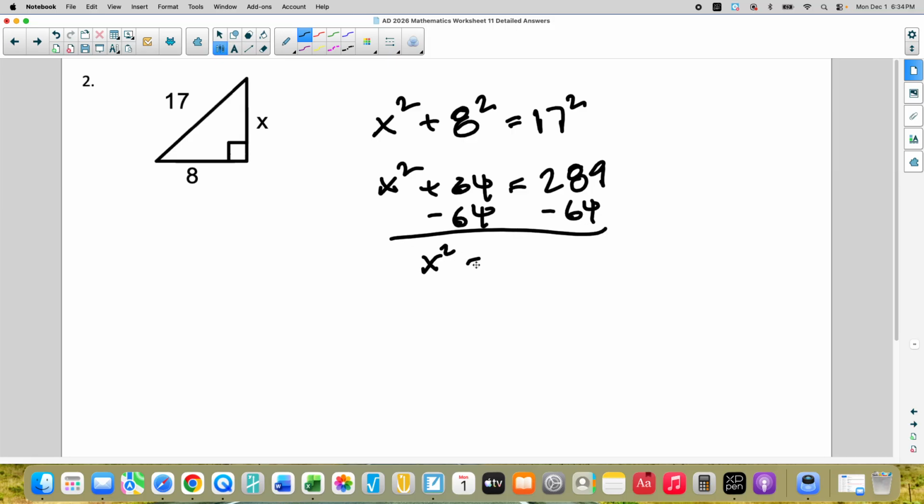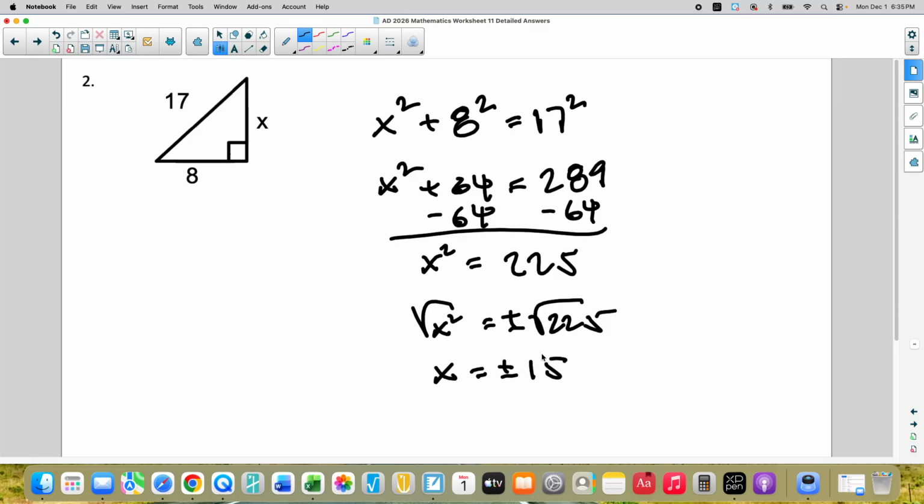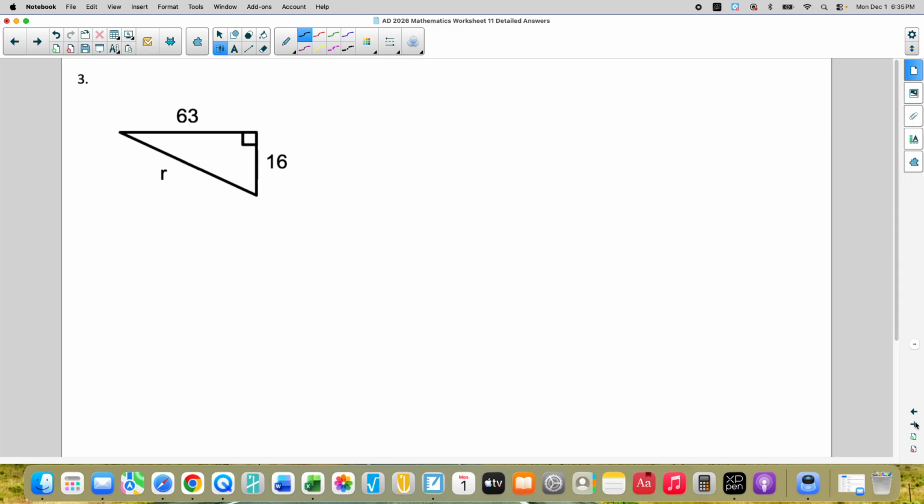You get x squared equals 225. I know that's a perfect square. So take the square root, and the square root of 225 gives you 15. So x equals plus or minus 15, and my solution is just going to be x equals 15. So that was a perfect square.